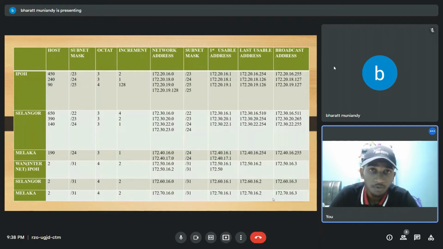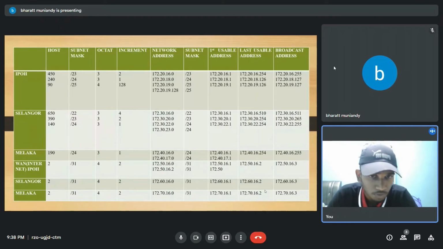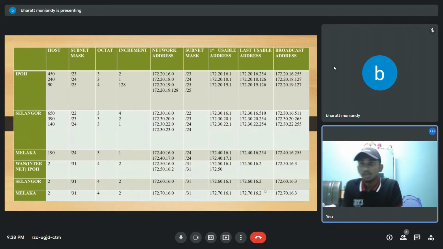Okay, the first usable address will be 172.50.16.1, and the second one will be 172.50. Okay, the last usable address is 172.50.16.2, and the broadcast address will be 172.50.16.3.